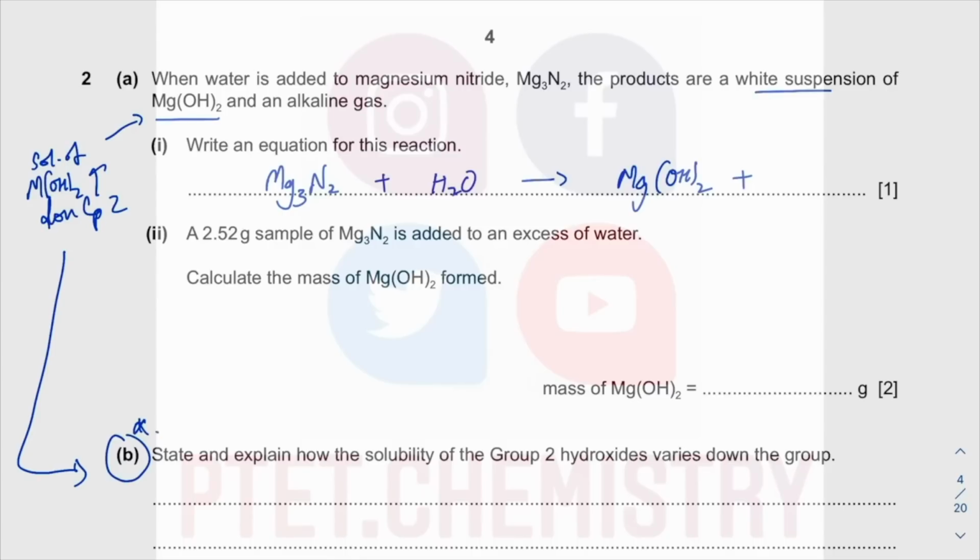Alkaline gas most likely is NH3. I need to balance this equation. There's 3 magnesium, I need 3 magnesium there. There's 2 nitrogen, I need 2 nitrogen there.